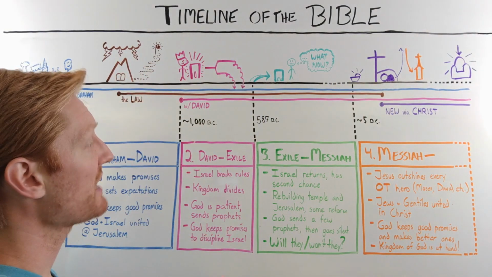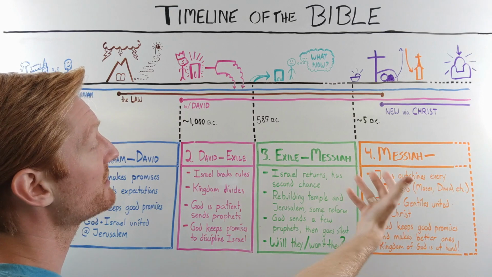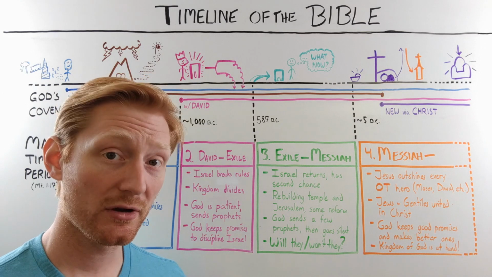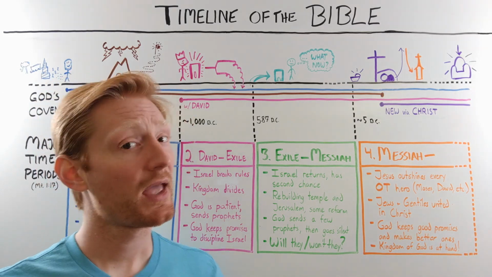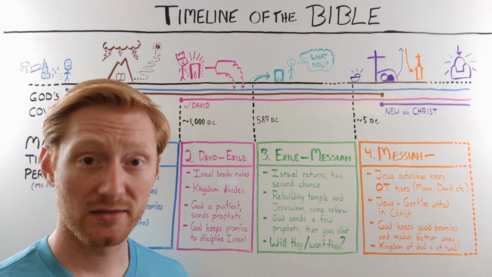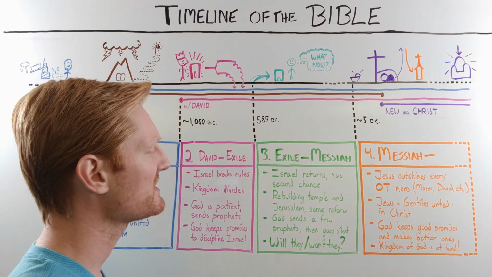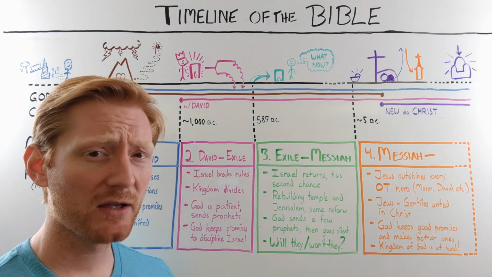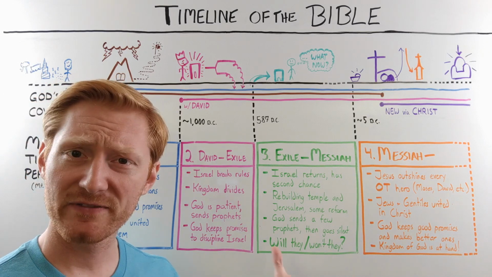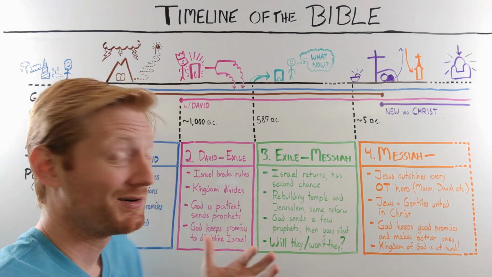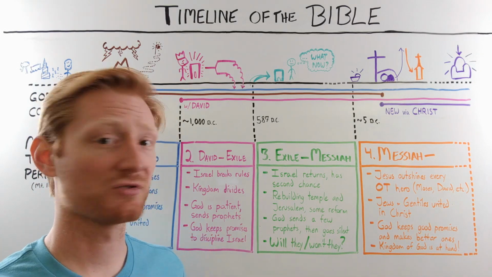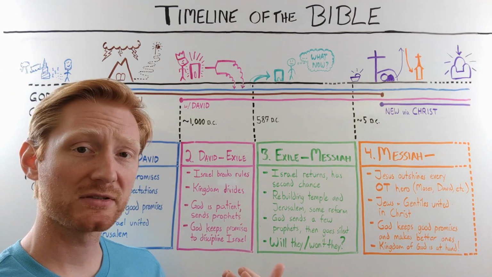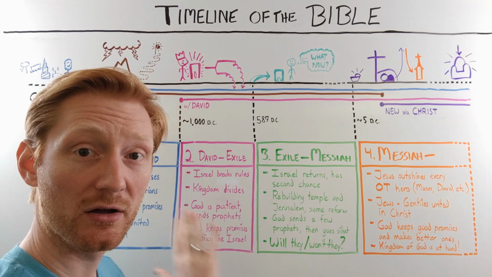Then we have time period 3, which is the exile up until Messiah, or Jesus. The people of Israel are allowed to return to their homeland, and they're allowed to rebuild the temple and rebuild the city of Jerusalem. And so they kind of have a second chance. They have a second go at this. God sends a few prophets, but after a while he falls silent. And the general feel of this chunk of history is, will they or won't they? Will the people of Israel remain loyal to God and remember the agreements that they made with him at Mount Sinai? Or are they going to repeat all the mistakes that they made before?